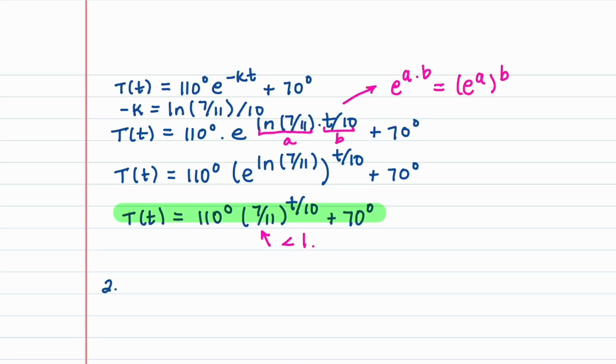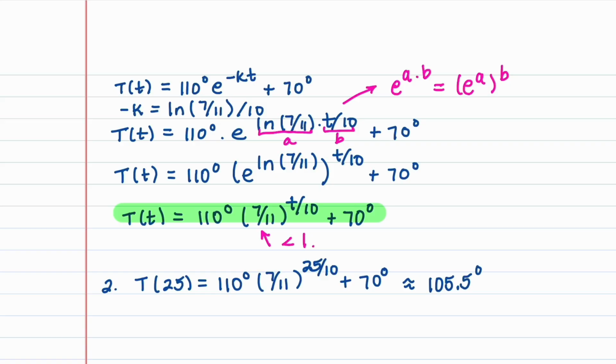In part 2, we want to find out what the temperature is after 25 minutes. So all we have to do for this one is just plug in that our time t is 25. This gives us 110 times 7 over 11 to the 25 over 10 plus 70 degrees. You can go ahead and put that in your calculator, and if you do, we end up with a value of 105.5 degrees. And that tells us that after 25 minutes, our coffee is at a temperature of 105.5 degrees Fahrenheit.